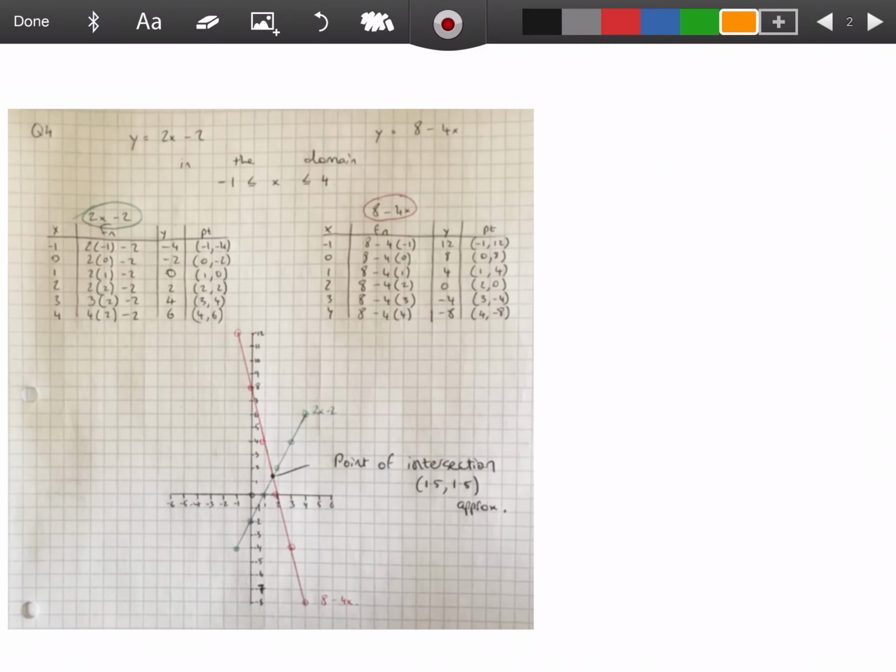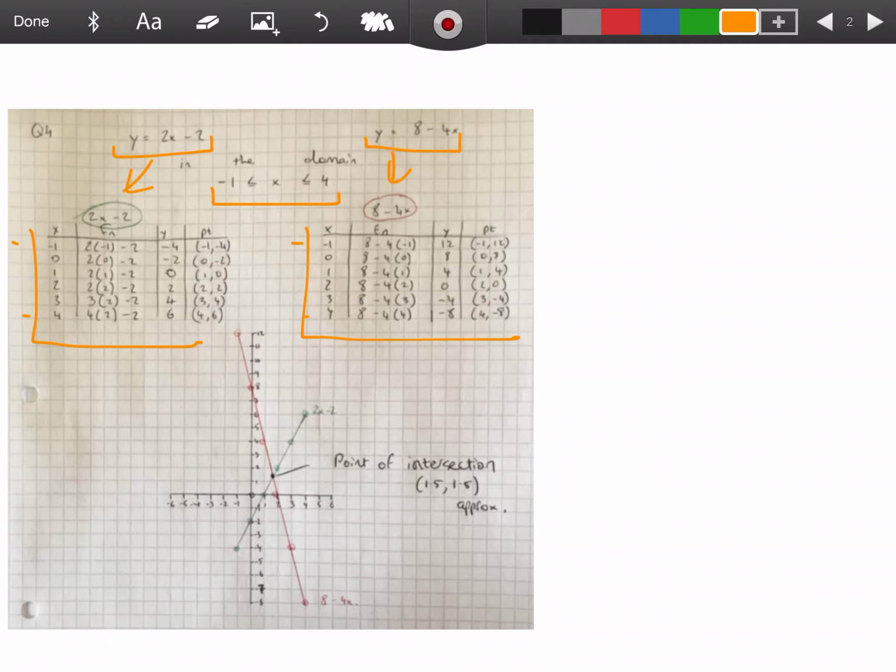The second one, very similar, except we've got two functions, and it was asked to graph them on the same graph, or to plot them on the same graph. So you can see I've done that. I've got two functions, so that one is there, that one is there. The domain is the same for both, from minus 1 up to 4. I sub in my inputs, get my output, plot my points. So what I would suggest doing is do the whole thing for one and plot it, then do the whole thing for another one and plot it.